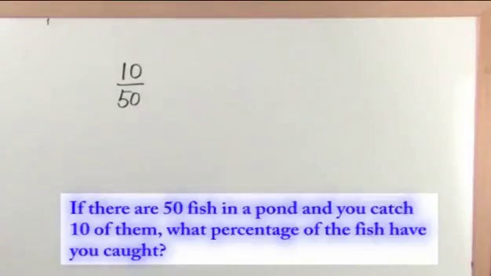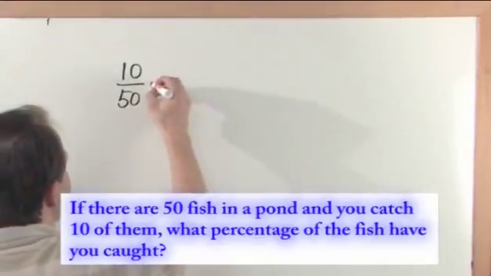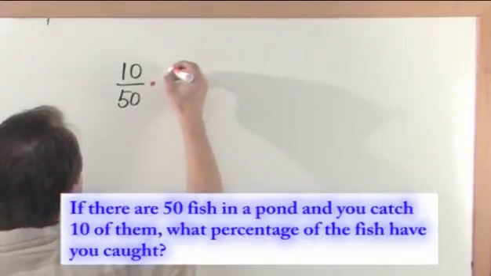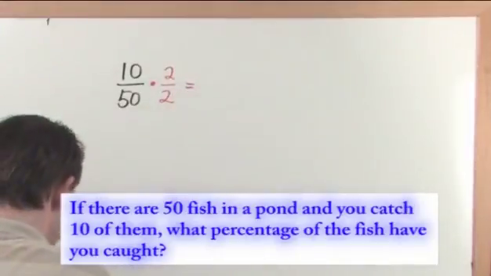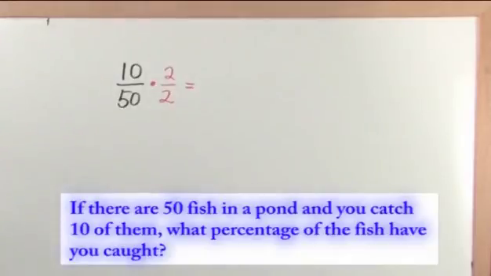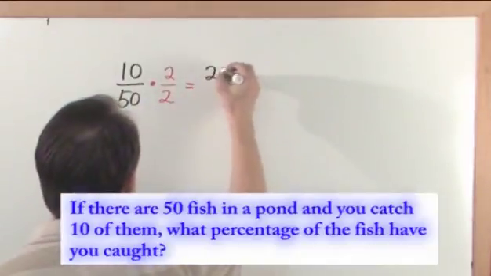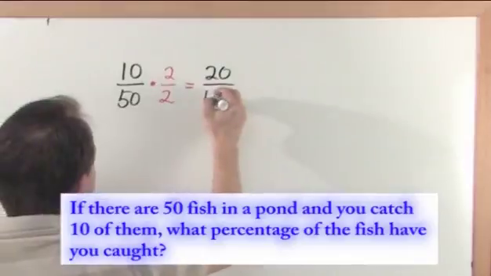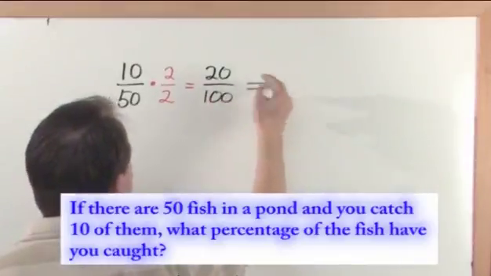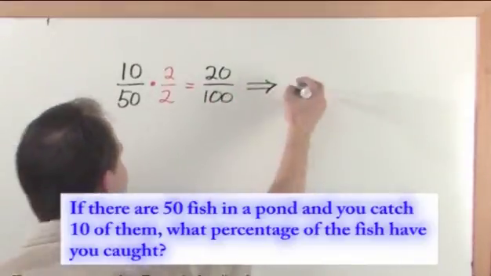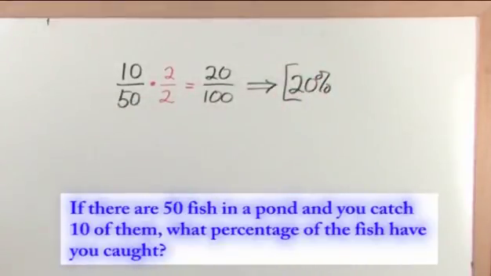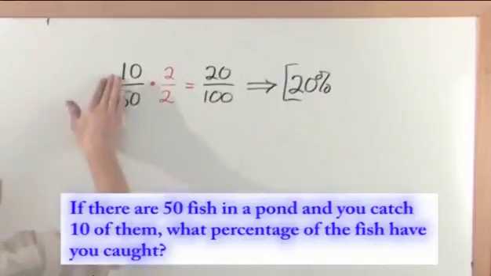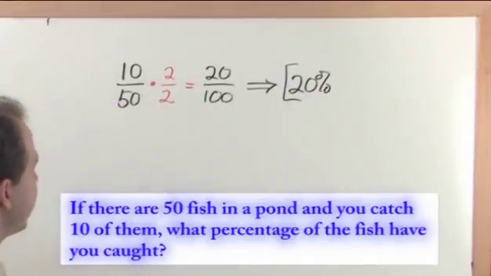Now we can use our little trick that we did, and we can multiply this fraction by, what would we multiply by? 2 over 2. Because then the new fraction would be, on the top, 10 times 2 is 20, and 50 times 2 is 100. So this means, because now it's in terms of 100, it's just 20%. So I have caught 20% of the fish in that pond. If I have actually caught 10 out of 50, I've actually caught 20%. That's how you do that.